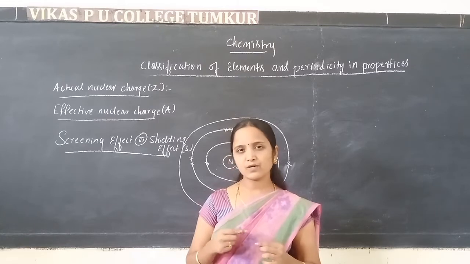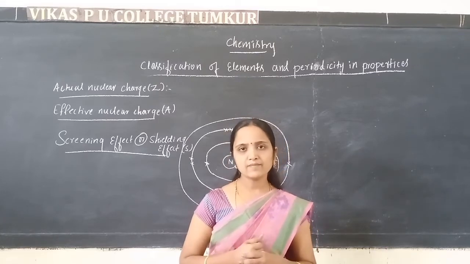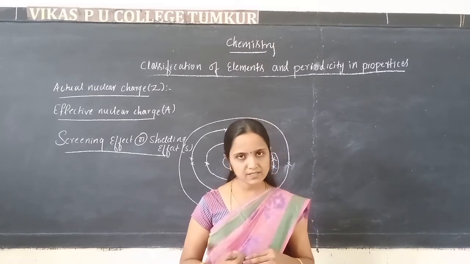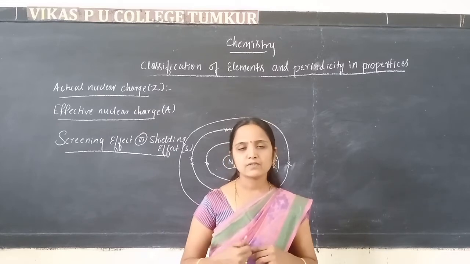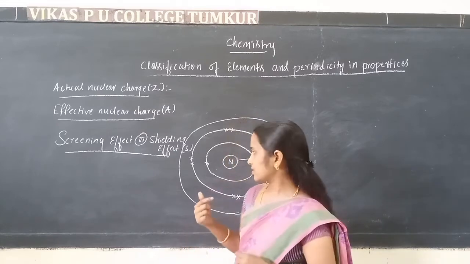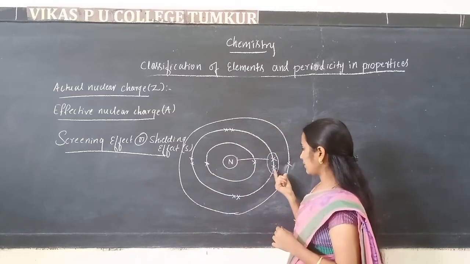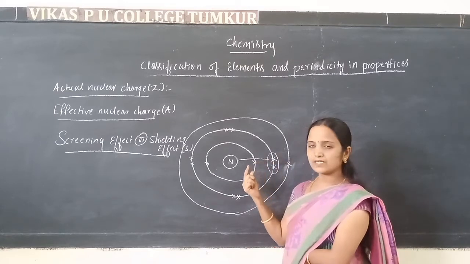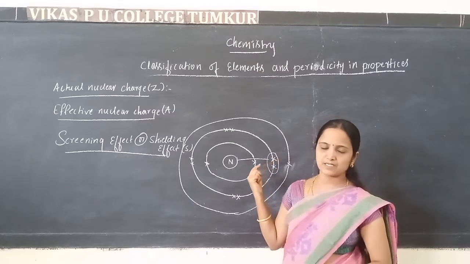The inner electrons shield the outer electrons. At that time, the effective nuclear charge decreases. The screening effect is shown by the inner electrons on the outer electrons, and the force of attraction between the nucleus and the outer electrons decreases.